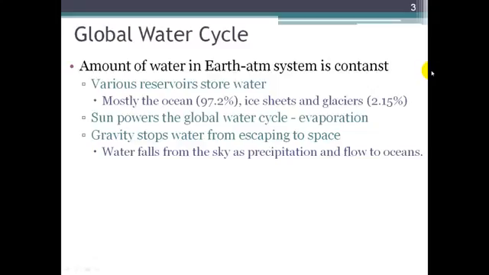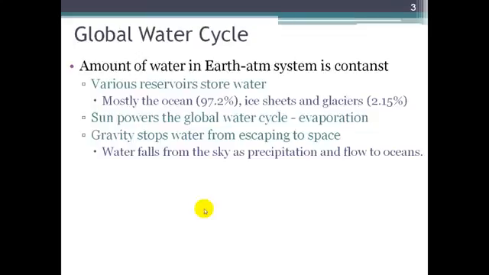The global water cycle is a way to account for all of the water in the Earth-atmosphere system, which is a constant. There are tiny amounts that can come in through meteorites, but it's negligible. There are tiny amounts that can be lost through other processes, but we are ignoring those here and saying that the amount of water is, for all intents and purposes, constant.